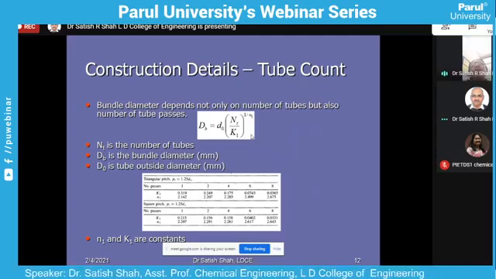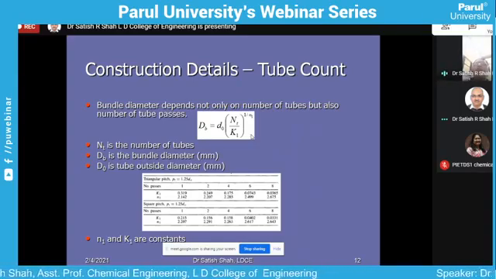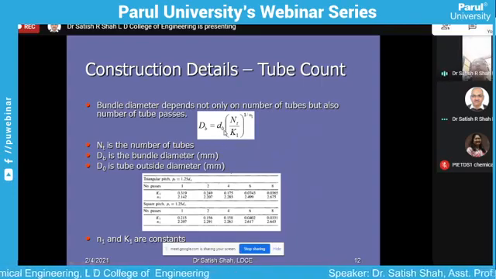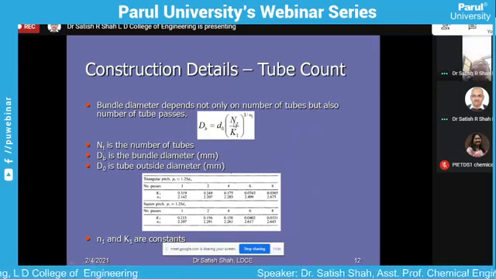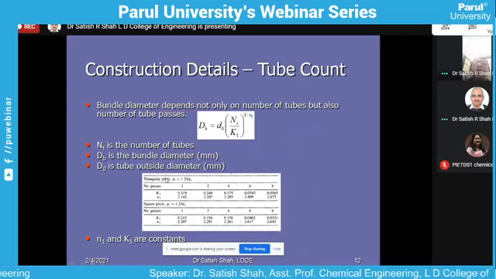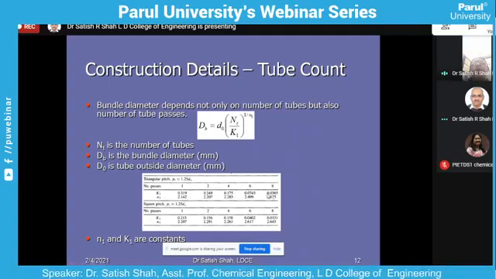Here dB is your bundle diameter, and suppose I take it in mm. If I take Do in mm, because there are only two such terms, dB and Do, both should have the same unit. Everything else is unitless. So Do is the tube outer diameter in mm, Nt is the number of tubes, and K1 and n1 are constants, for which the table is given over here. This is the table for triangular pitch and this is the table for square pitch. So you can note down n1 and K1 from here.